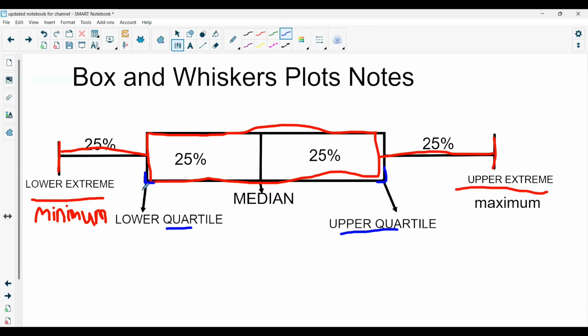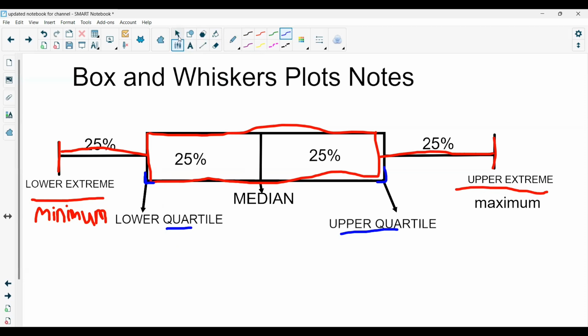Your lower quartile is the median of your first half of your numbers. Okay, and we're going to practice that. And your upper quartile is the median of the second part of your numbers. And it'll make more sense as we go through some practice questions. All right. And we'll be doing that in our next video.